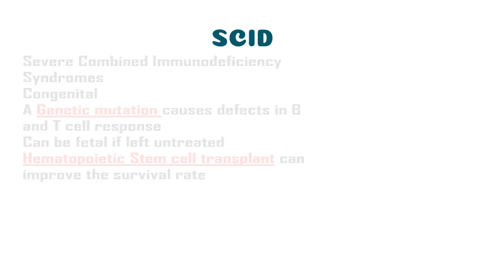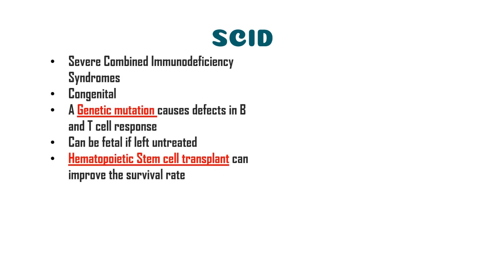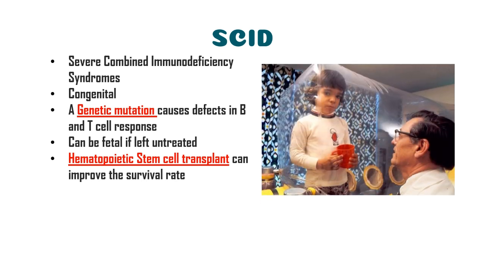Starting with SCID, also known as severe combined immunodeficiency. It is a congenital immunodeficiency caused by a genetic defect that leads to the production of defective B and T cells, so there will be mainly a defect in the B and T cell responses. If we do not treat this condition, it might lead to death, and hematopoietic stem cell transplantation has been shown to improve the survival rate of children born with SCID.